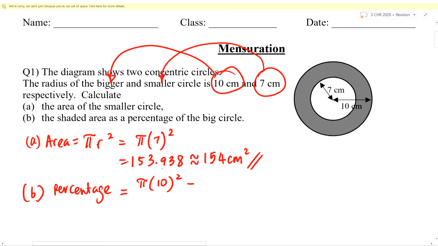Is it a better choice to use this? Yes, it is. Is it even better to use 49 pi? Yes, it is actually even better to use 49 pi because that's exact. But if you use 153.938, it is also okay because you have like 6 SF over here. Good enough. Okay, so your choice. I would choose pi and 7 squared because I'm very kiasu. I want it to be as exact as possible. Then I divide this by the big area, pi r squared, and multiply this by 100%.